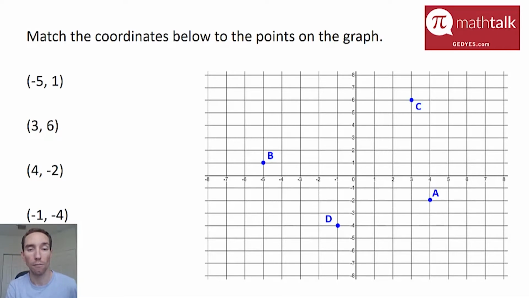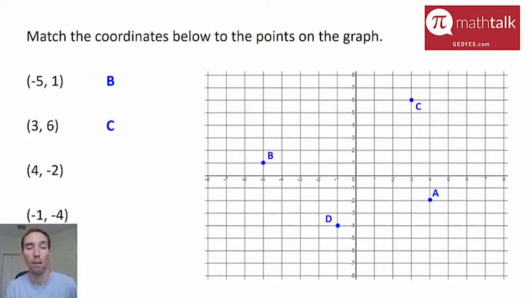So let's take a look at our 4 points and keep the information in mind as we match up the points to their coordinates. For the first one, negative 5, 1, it looks like I have a negative positive. If I move along the x-axis, negative 5, and then up 1 along the y, then I get point B. For 3, 6, both of my numbers are positive, x and y, so I should be in quadrant 1, which would be point C, going to the right 3 and up 6.